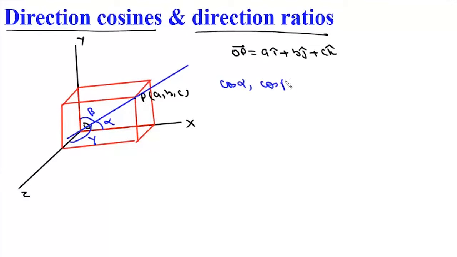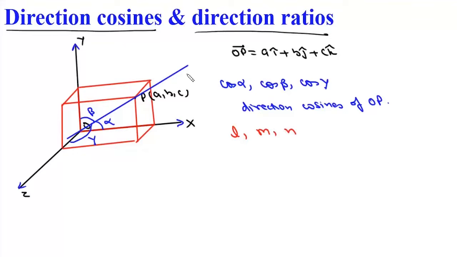Then cos alpha, cos beta and cos gamma are called the direction cosines of this line passing through OP. So direction cosines are basically nothing but the cosines of the angles made by this vector or line with the positive directions of the x-axis, y-axis and z-axis. If we know these angles alpha, beta and gamma, then we can say these are the direction cosines of OP. And generally we denote direction cosines with l, m and n.